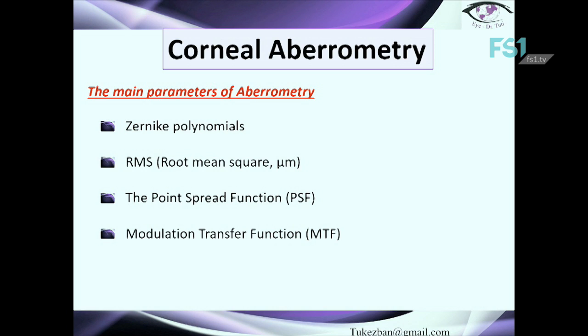The main parameters of aberrometry we have to pay attention to are Zernike polynomials, root mean square, the point spread function, and the modulation transfer function. This is what we have to remember, because all these parameters we're going to discuss in our future presentation when we will be discussing aberrations in more detail.